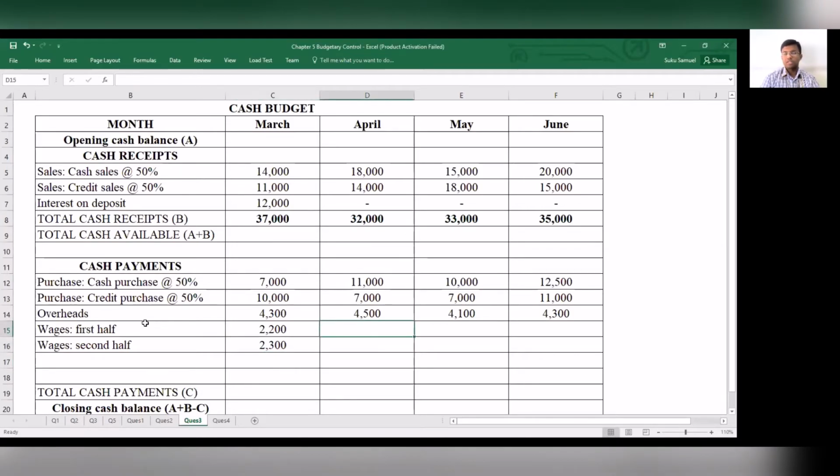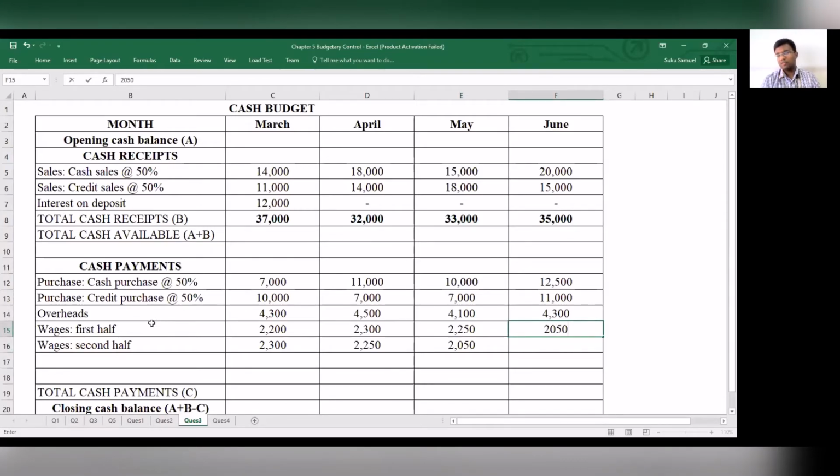Then April, first half of April, you would be settling the wages for second half of March, which is 2,300. And then at the end of April, you will be settling the wages for first half of April, which is 2,250. Similarly, in the month of May, you would be settling for the second half of wages of April, which is 2,250. May, you would be settling the wages for first half of May, which is 2,050.